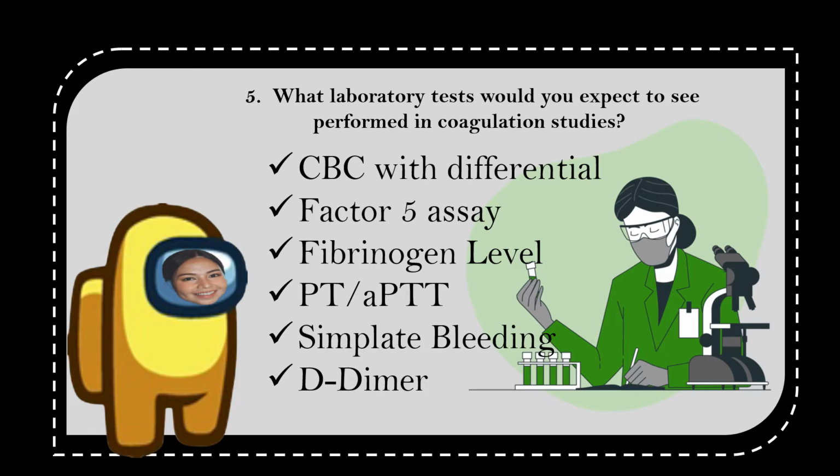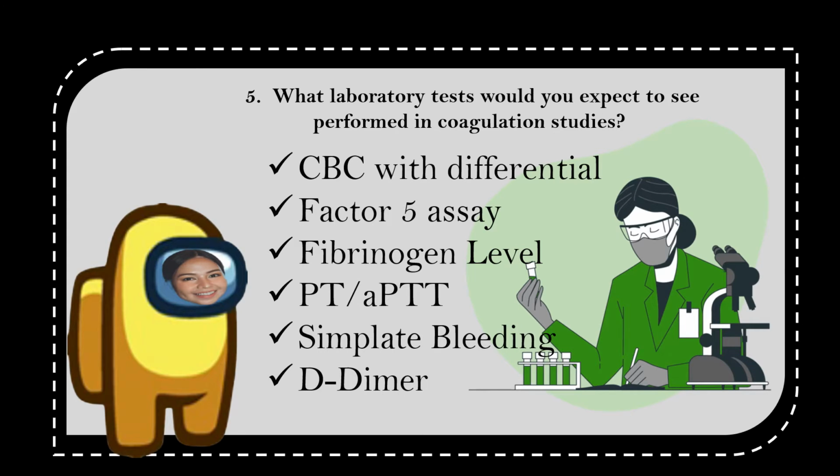Number 1 would be the CBC with differential. Rationale: this is to rule out anemia and check the platelet count. In DIC, there is an abnormality in coagulation, so the CBC will give us the background, how low the platelets and RBC are, because patients with DIC are expected to have low platelet and RBC counts. DIC depletes coagulation factors, consumes platelets, and activates fibrinolysis.